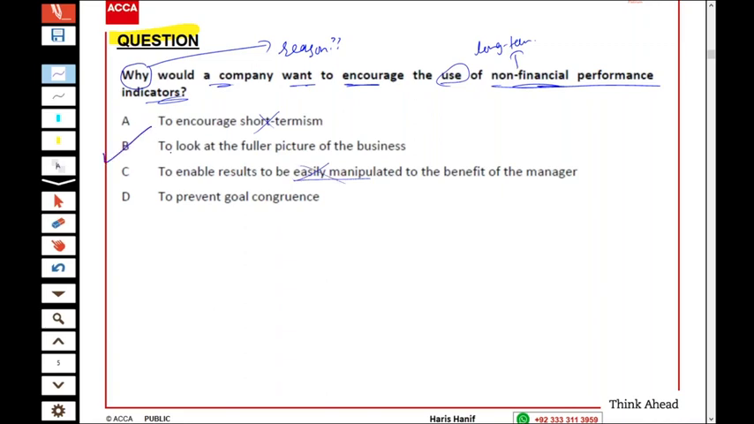Yes, B is correct, to look at the fuller picture of the business, because non-financial is showing the broader aspect. Noted. This is B. And you have the slides in soft copy; they have been shared in this webinar as well. Okay, to look at the fuller picture of the business.